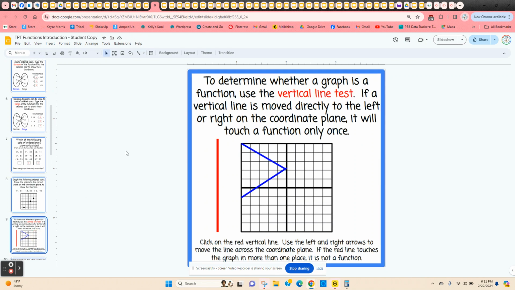Now students are shown what we call the vertical line test, and they can use this test on any graph on the coordinate plane to determine whether it's a function. They're going to click on that red line and use the right arrow on their keyboard to move it to the right. If it's a function, it will only touch the graph in one place at a time. Here you can see it touches the graph twice, so it's not a function.